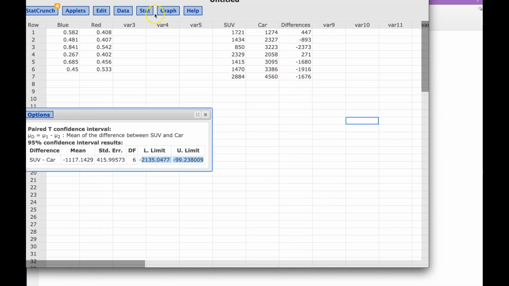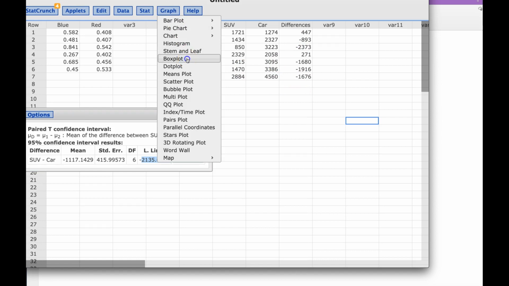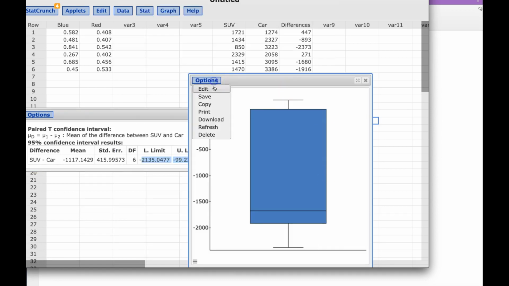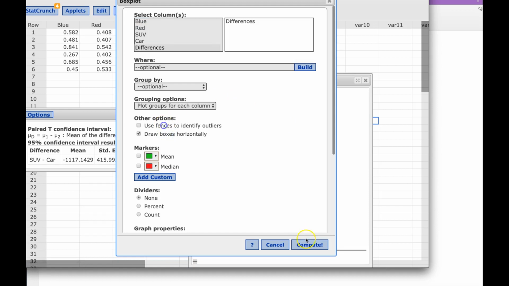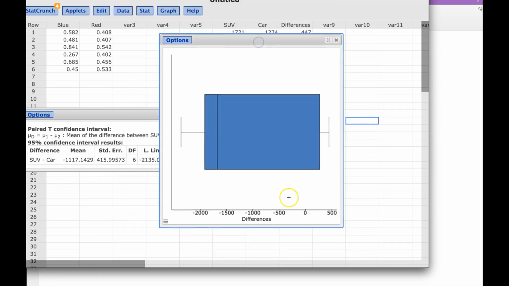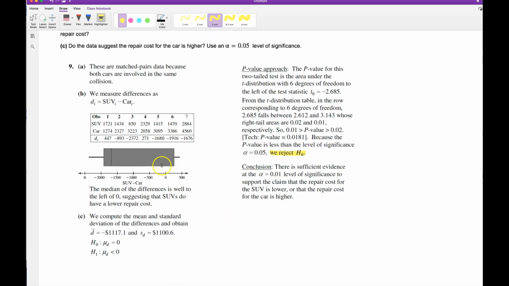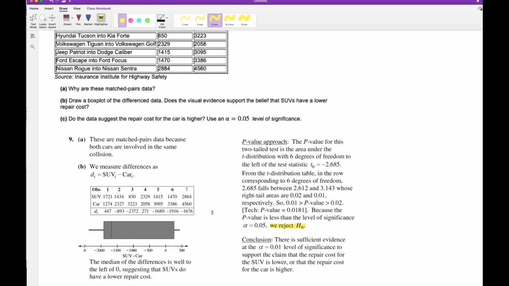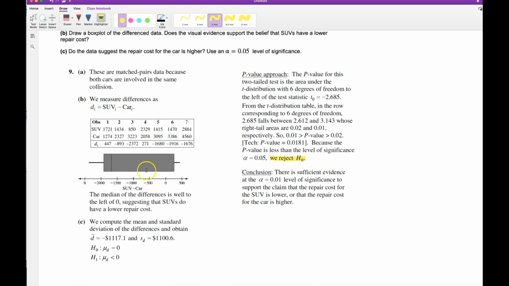And since you have those differences again, you can make a box plot of those differences. Let's make that horizontal. You can see that most of the values are to the left, and so that's again some visual evidence that potentially they have a lower cost. There's more to the left of 0.